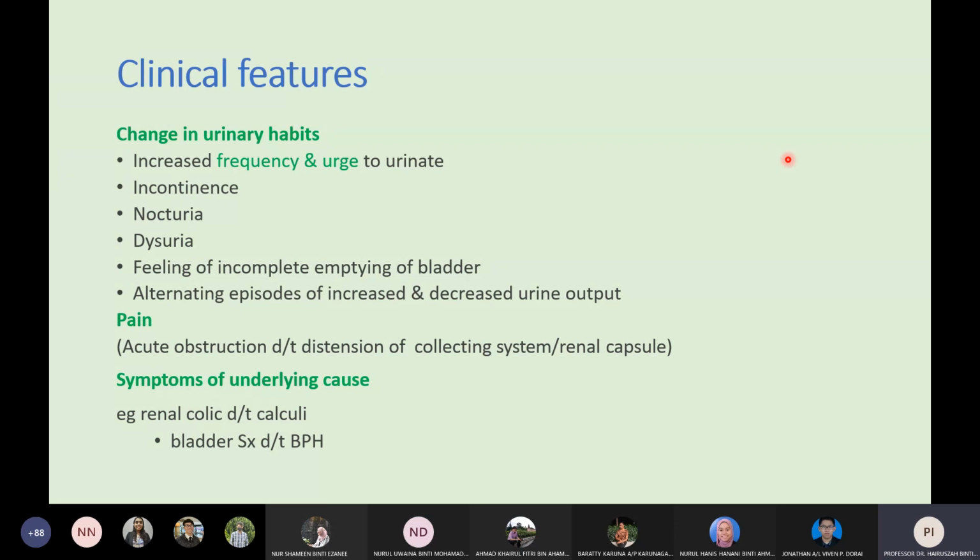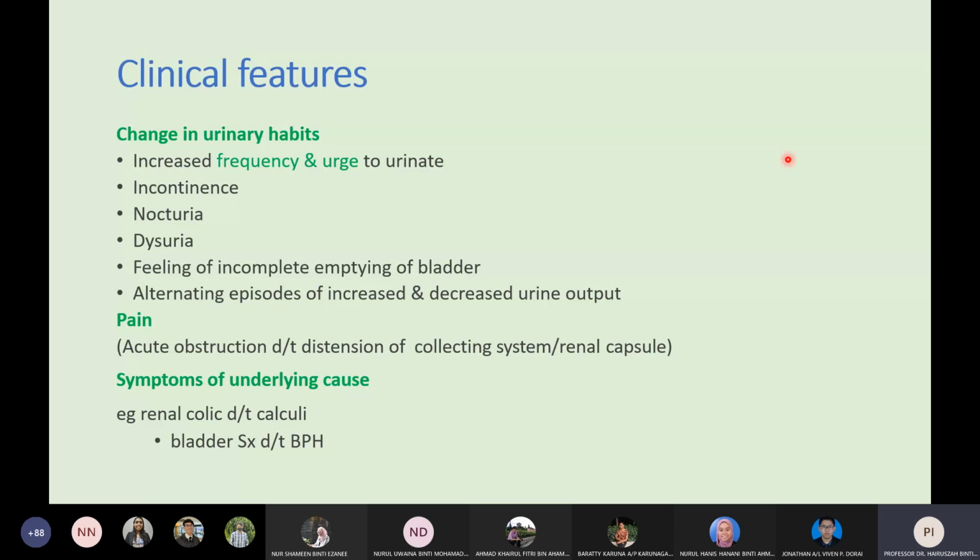Of course, because of the fluctuation or disruption of your glomerular and kidney function, there could be alternating episodes of increased urine output or decreased urine output because of the alternating GFR, depending on the severity of the process at that point in time. Before finally they come up with renal failure. When the kidney has failed, you don't have any urine at all. There is oliguria.